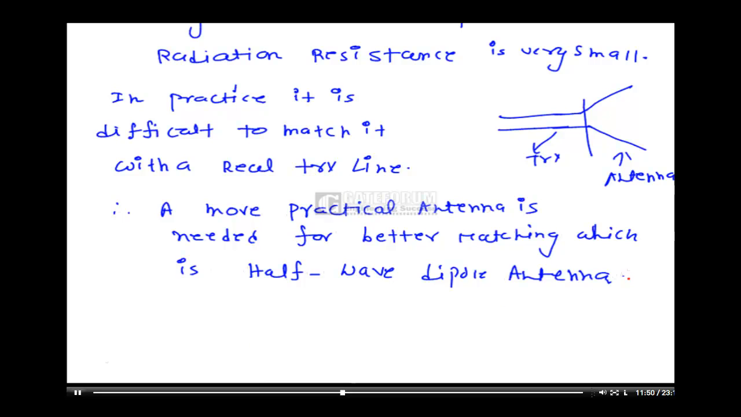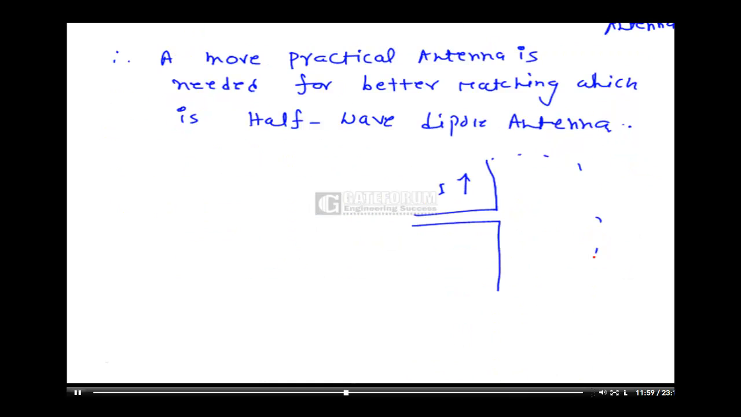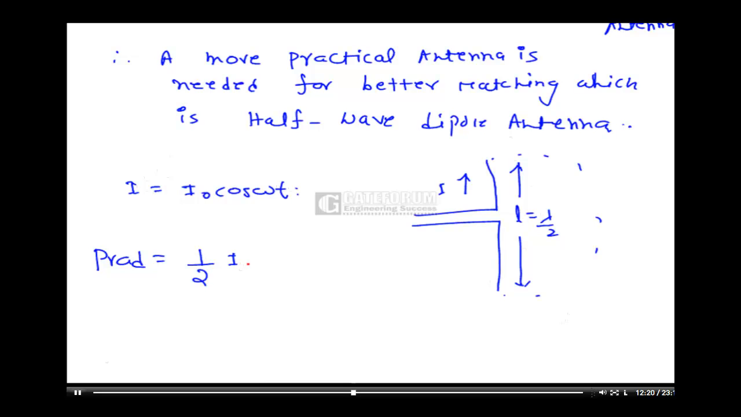So the half wave dipole antenna length is equal to lambda by 2. Consider a dipole antenna with a particular length. Suppose this is I, the current distribution is like this. The length is L is equal to lambda by 2. Suppose it is carrying a current I is equal to I naught cos omega t. The power radiated, if you derive, is given by half into I naught square into 73.